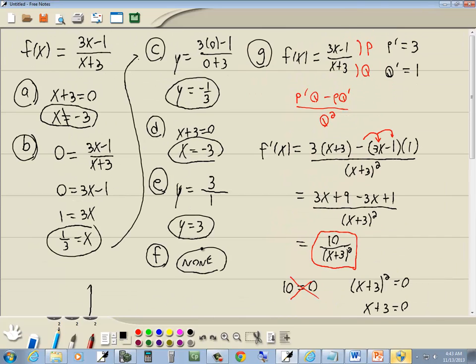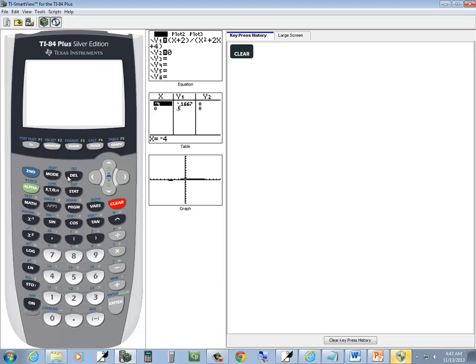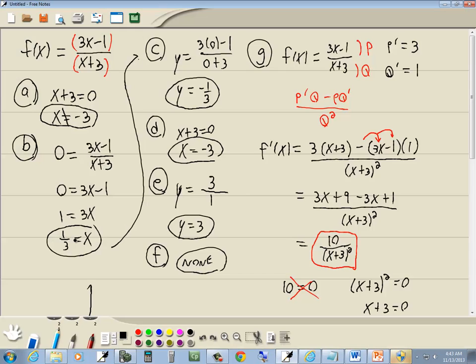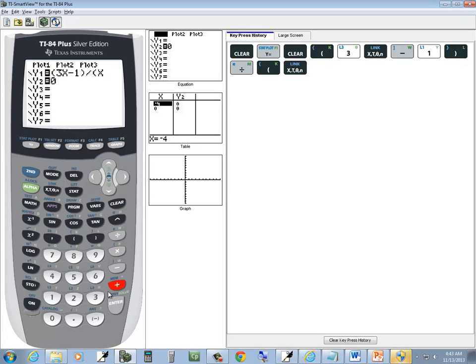Now, if I were to graph this on the TI-83, TI-84, the key is put parentheses on top, parentheses on the bottom. So let's go ahead and graph this on the calculator, see what it looks like. So press Y equals, press clear, do a beginning parentheses, 3x minus 1. Close parentheses divided by beginning parentheses x plus 3. Close parentheses. And then graph.